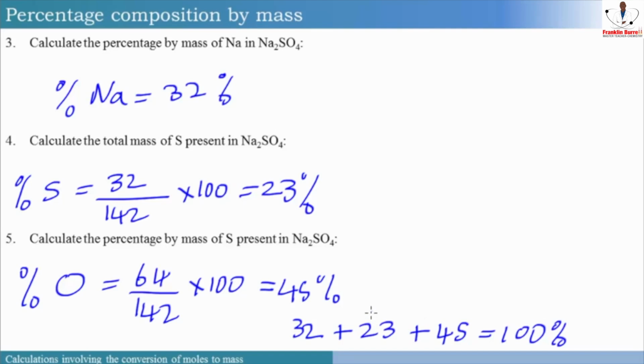So to recap, we did calculations involving the conversion of moles to mass and calculations involving the conversion of mass to moles. And then we did calculations involving working out the percentage mass of various elements present in a compound.